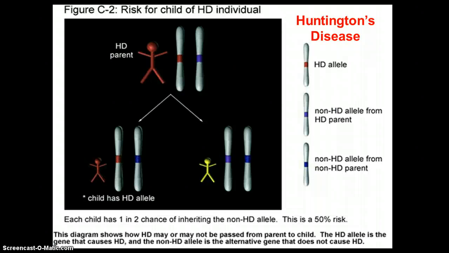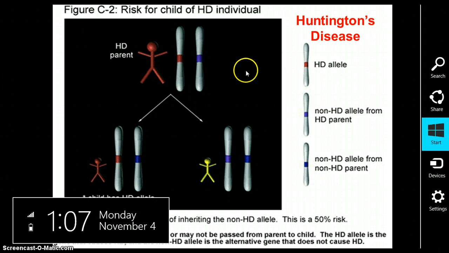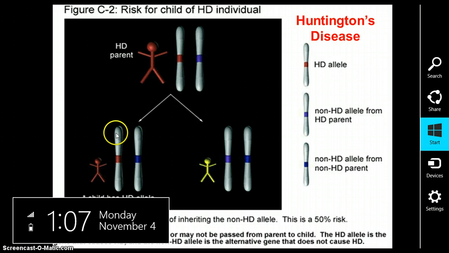Here we have Huntington's disease, and it's just showing you a parent that has Huntington's disease that's passing on Huntington's disease, and you have to have the 2 alleles to actually have Huntington's disease. So that leaves you at a 50% risk to actually obtain Huntington's disease if your parents have it.